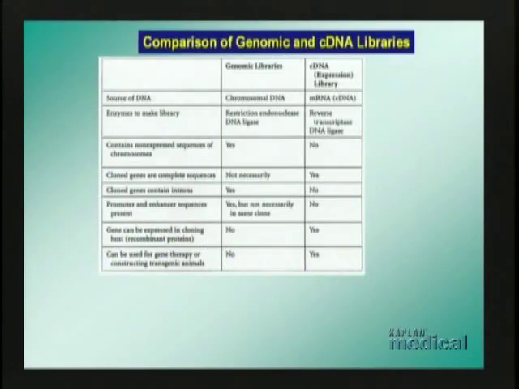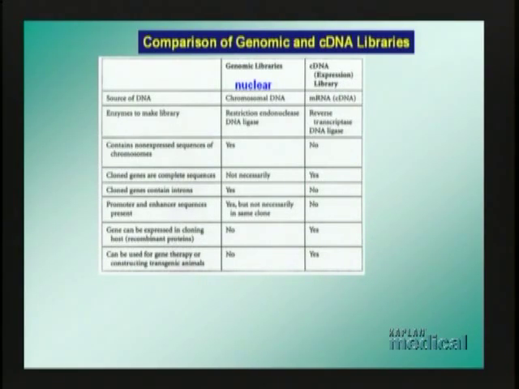Now what we want to do here is compare. This is a very important table that compares genomic libraries and cDNA libraries. There's nothing new here; it's just comparing the two types of libraries. The first thing, at the top of this table, is the source of the DNA. For the generation of a genomic library, we start off with chromosomal DNA. Where did it come from? It came from the nucleus, because the nucleus is where the chromosomes are located, and then we can fragment them with endonucleases. But for cDNA libraries, the source of the DNA came originally from messenger RNA.